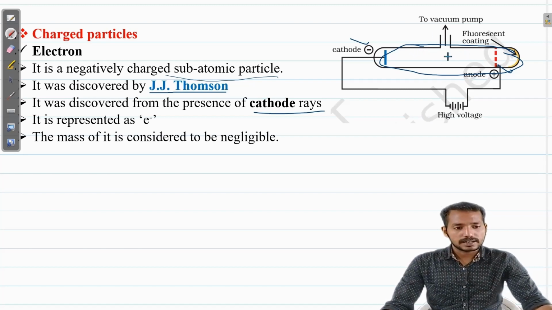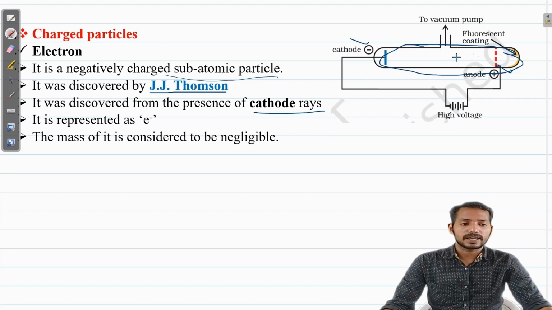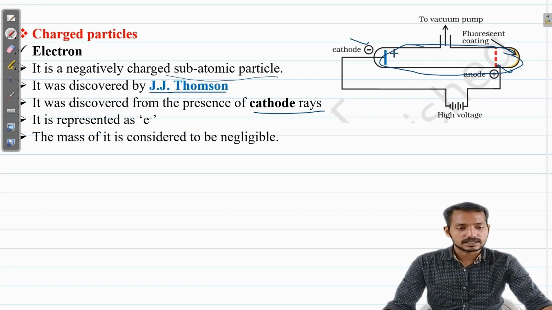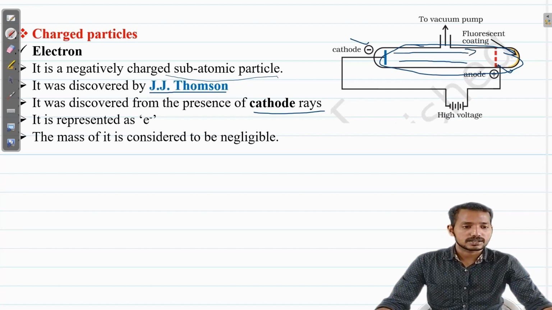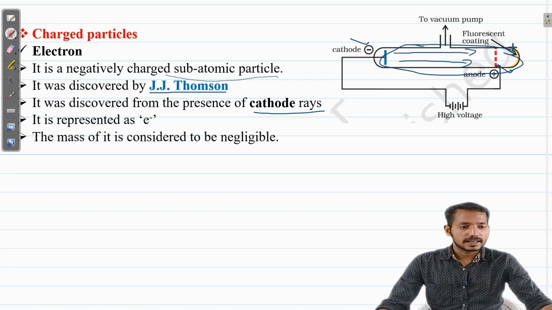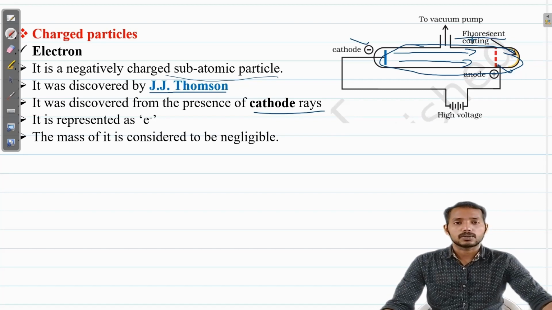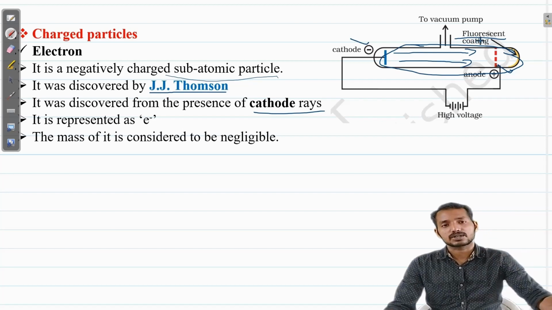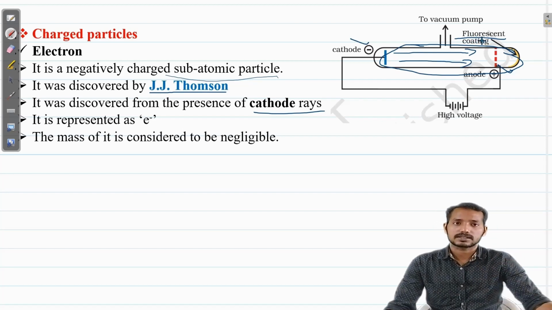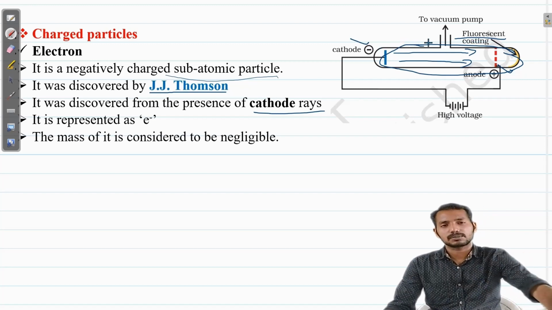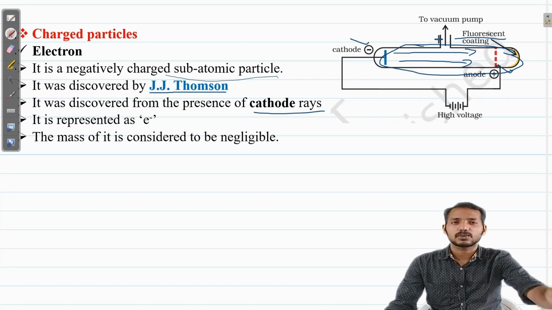He used a vacuum pump to evacuate the discharge tube and applied high voltage. On the application of high voltage, he observed that some rays were generated from the cathode and moved towards the anode. He detected the presence of these rays with the help of a fluorescent coating, which is a typical type of coating used to detect the presence of charged particles. This experiment is not part of our syllabus, so just understand what a cathode ray tube is.